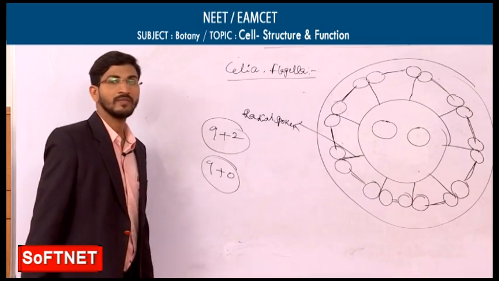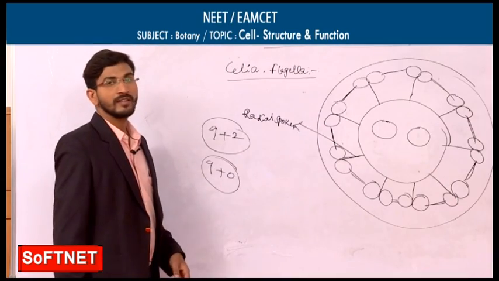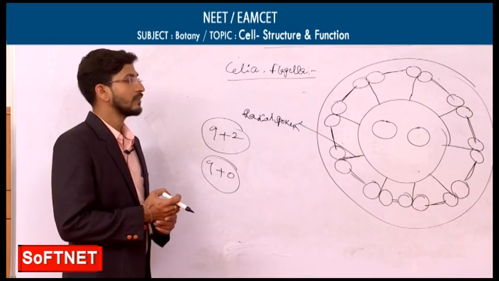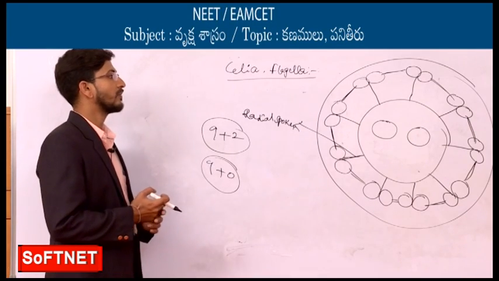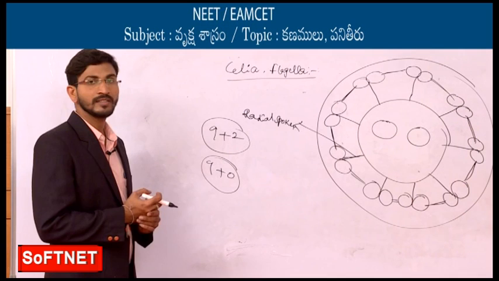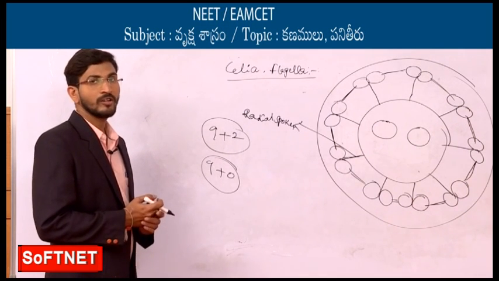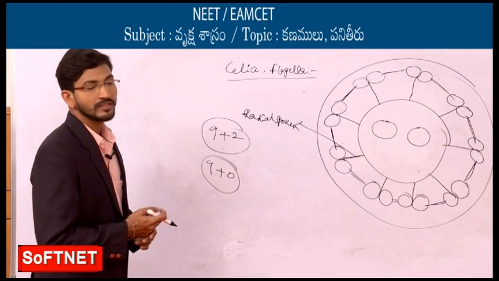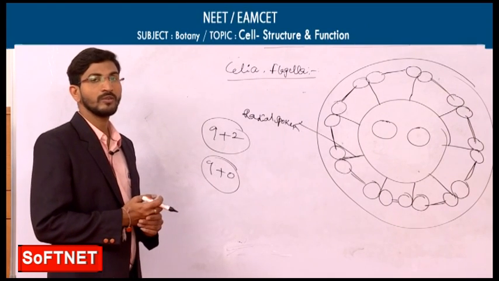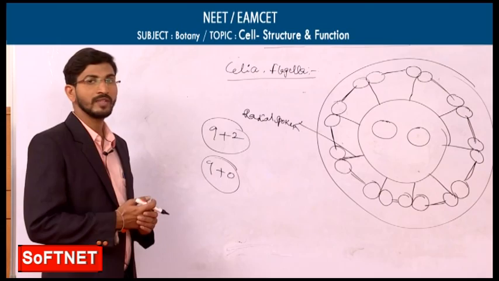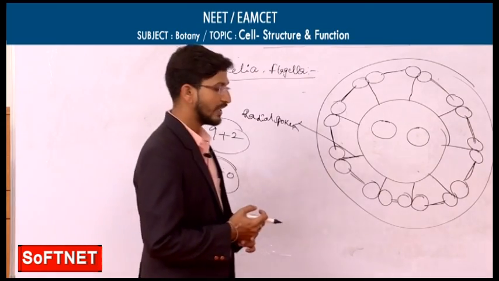The major function of the flagella is motility, and they have some other uses too. Where do these emerge from? They emerge from the cytoplasm, and they produce current in the cytoplasm, which is helpful for the movement of the cell. This is about the cilia and flagella.